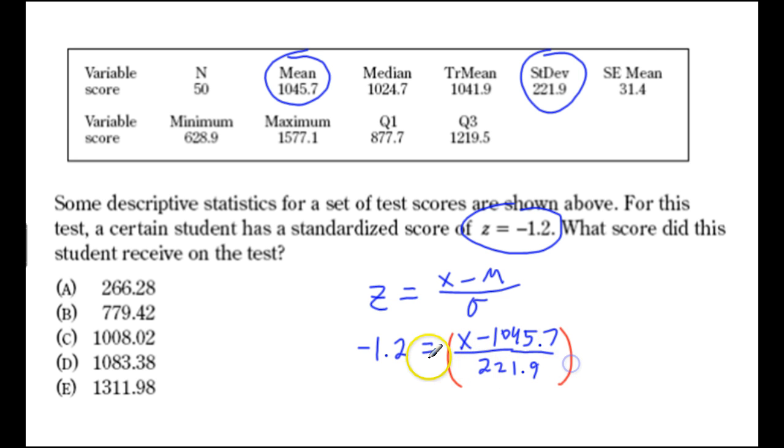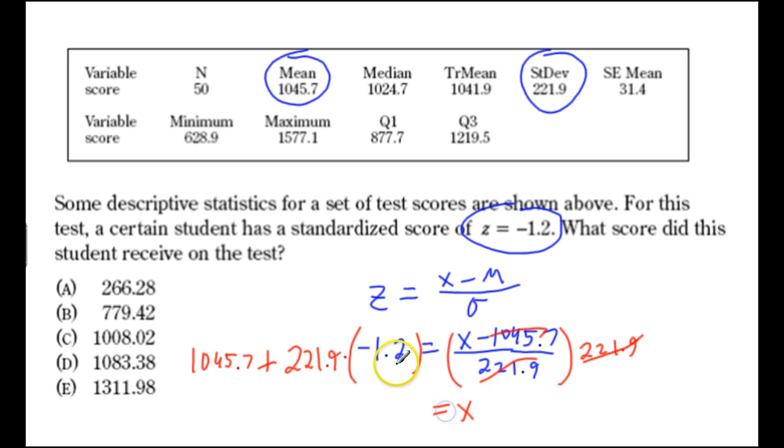You're basically going to multiply by 221.9 on both sides. And it cancels over here, and then you basically have to add the 1045.7, so we're going to add that over here, and that goes away over here when you add 1045.7 over here. And you have your X value of whatever that is. Type it in your calculator, and you get the answer there.